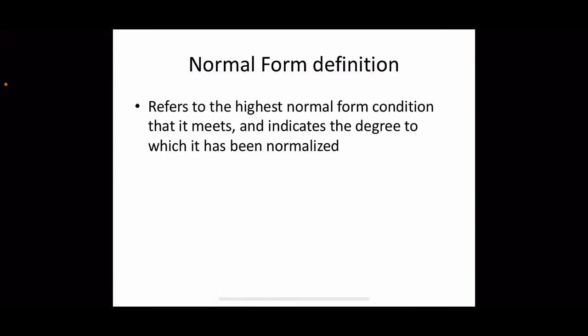Okay. Now the normal form definition. So if we say that a particular database schema is in a normal form, it refers to the highest normal form condition that it meets, and it indicates the degree to which it has been normalized. For example, if we say that a particular schema is in third normal form, okay, so that is the highest normalization procedure that has been done. So implicitly it obeys 1NF and 2NF.